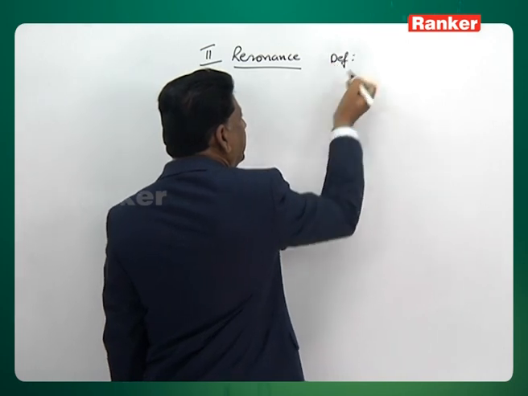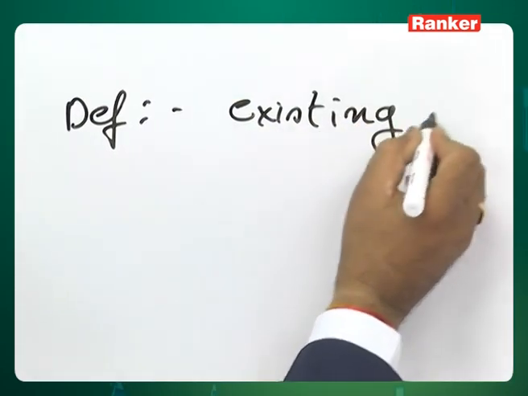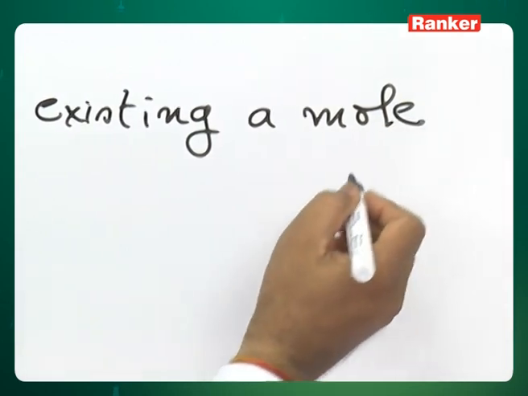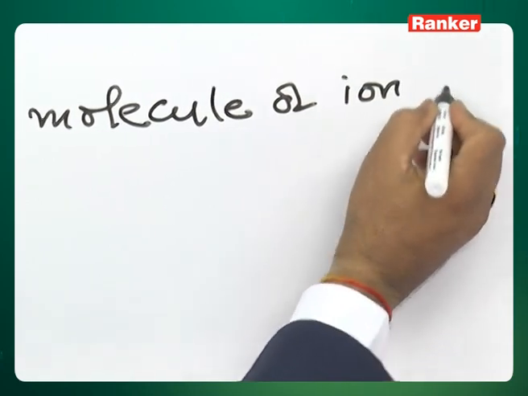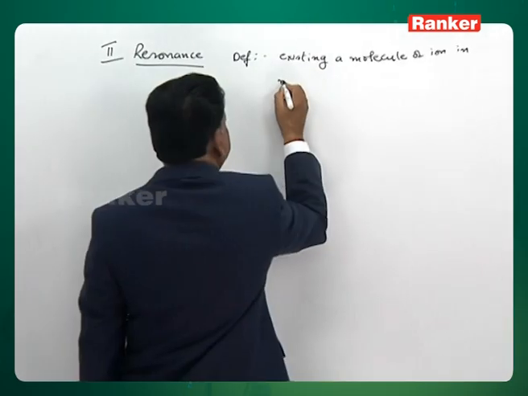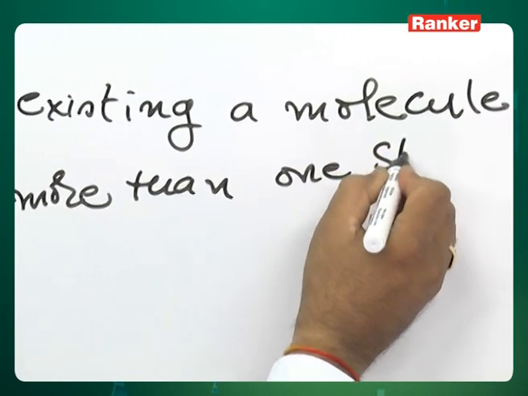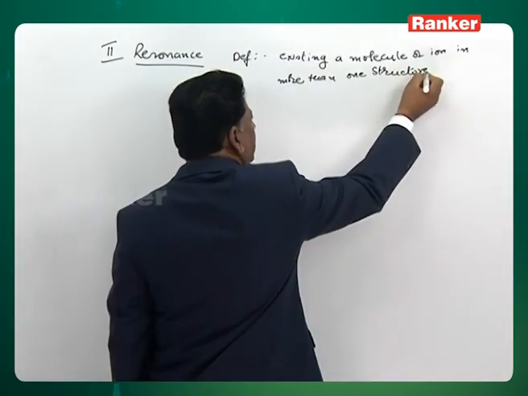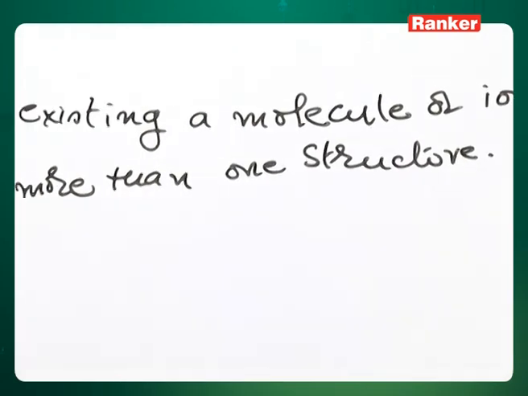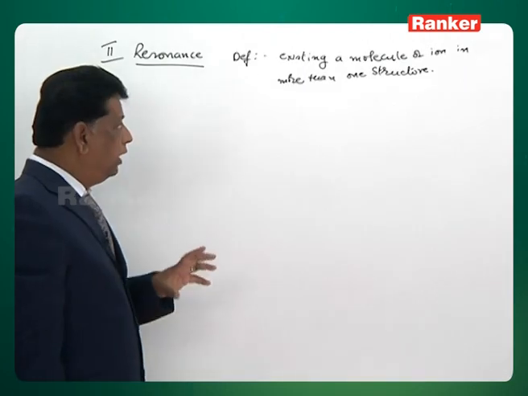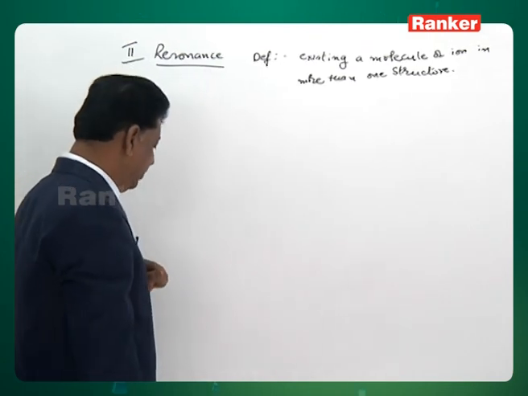It is a phenomenon in which an existing molecule, or it can be an ion, molecule or ion, exists in more than one structure. It's a small definition only. Actually, a molecule or ion existing in more than one structure is a small definition, but to understand this particular statement or to apply it to different molecules, there is slight ambiguity.